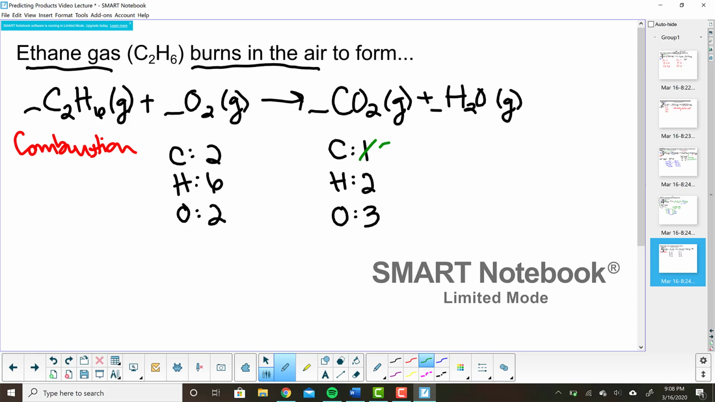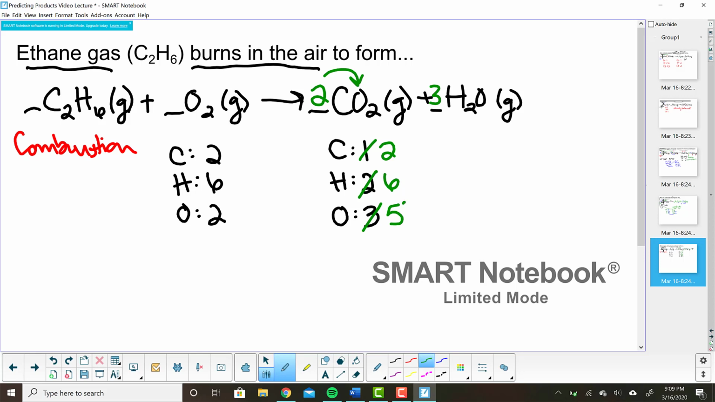I need 2 on the right, so I'm going to put a 2 in front of carbon dioxide here. What that does is, while changing carbon to a 2, it also changes my oxygen to a 5. I would have 4 from the CO2 and 1 from the water, which brings me up to 5. Now let's look at the hydrogens. On the left, I have 6. On the right, I have 2. I need to make the right a 6 by adding a 3 in front of the water term. So now my carbons and my hydrogens are balanced.